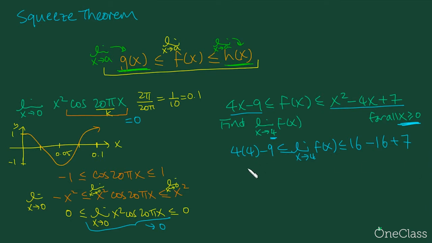So if we evaluate this, we have 16 minus 9 less than or equal to the limit as x approaches 4 of f of x. And these two 16s will cancel out, so we will just have the value of 7. As we evaluate this side, this is 7 as well. So if this particular limit is caught between less than or equal to 7 and greater than or equal to 7, there's no other way it can escape but be 7. So to answer this question, find the limit of this, the answer is equal to 7. So this is the basic concept of squeeze theorem.